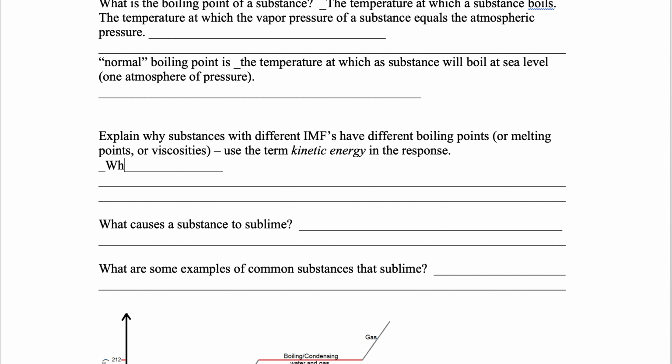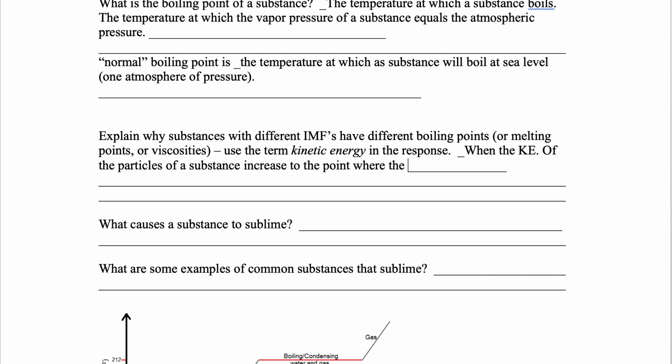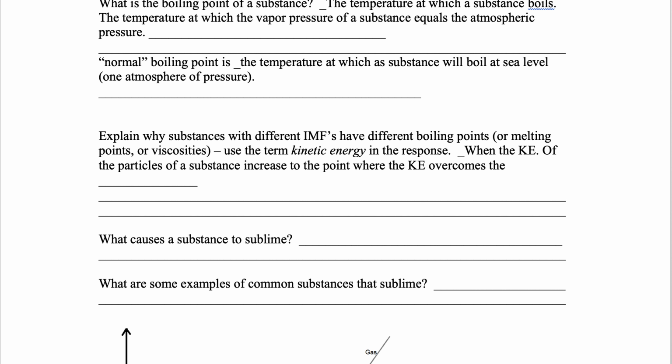So, when the kinetic energy of the particles of a substance increases to the point where the KE overcomes the IMFs of the phase, solid or liquid, the substance will change phase.